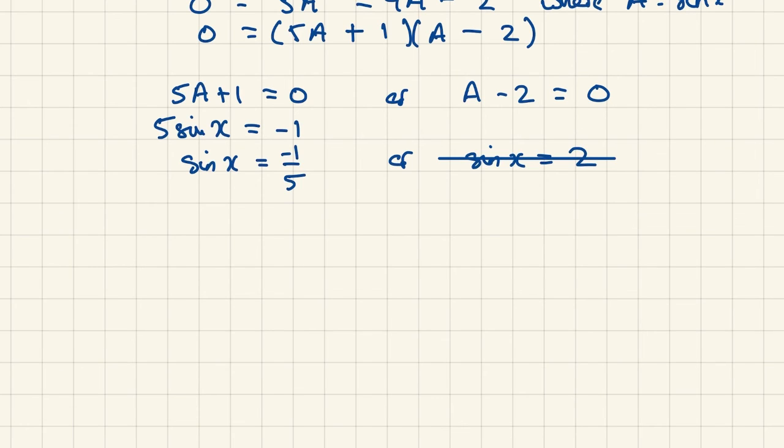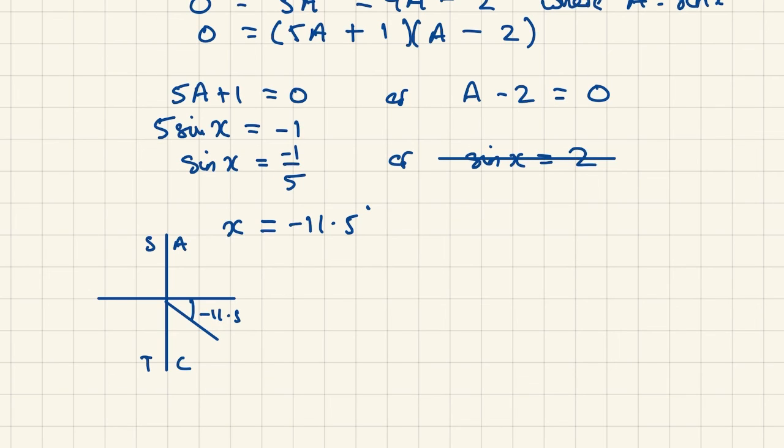So if I do second function sine, negative 0.2, I get x equals minus 11.5 to one decimal place. I need my CAST diagram. Minus 11.5's down here. So that's one solution. The other solution will be in the tan quadrant because we need it to be negative. And again, I've written negatives where I probably shouldn't. Just write what the angle is to the horizontal.